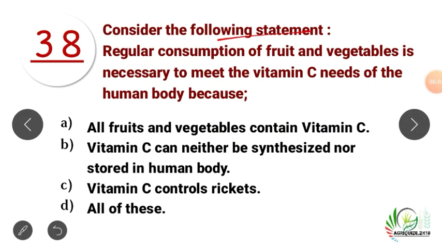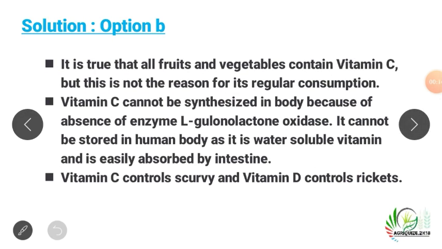Consider the following statement. Regular consumption of fruit and vegetable is necessary to meet vitamin C needs of the human body because. Option B is correct. Because vitamin C can neither be synthesized nor be stored in the human body. You can check here the reason behind this.